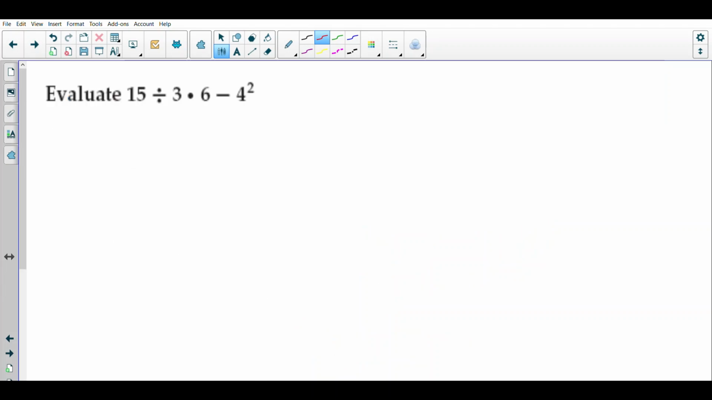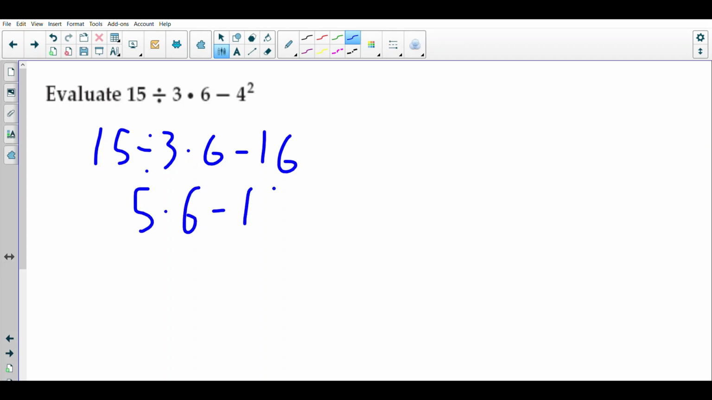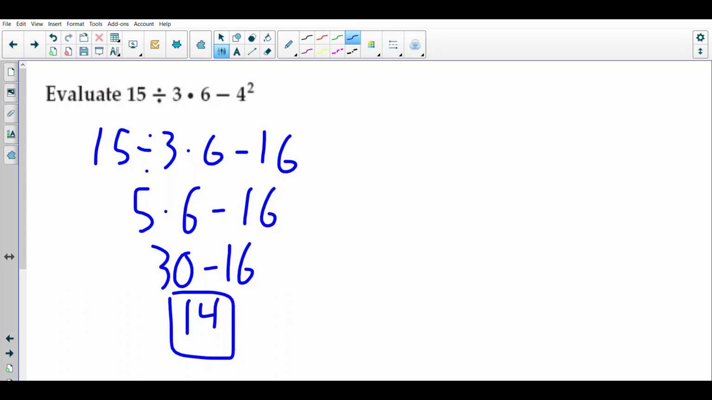So here we go, 15 divided by 3 times 6 minus 4 squared. We look for any parentheses, none. Then we go to E, exponents. That is the 4, so everything else we leave alone. 4 squared is 16. And we just move from left to right. 15 divided by 3 is 5. Then times 6 minus 16. 5 times 6 is 30. Then minus 16 would be 14. So I'm always looking for PEMDAS order.